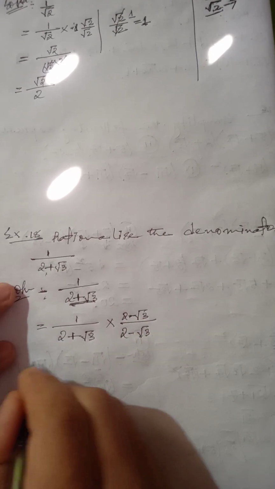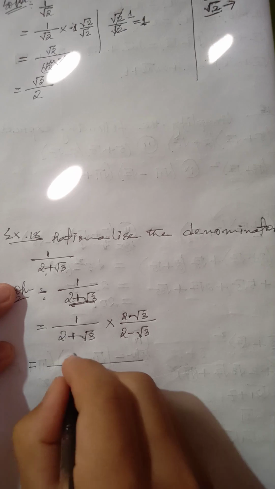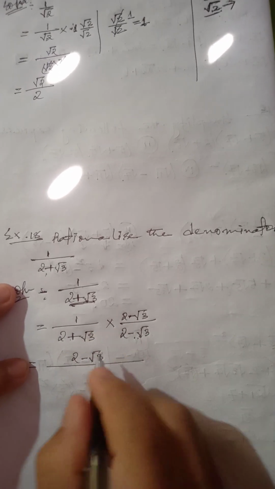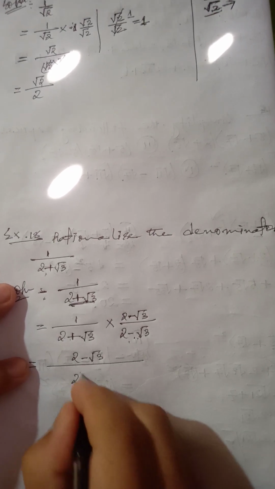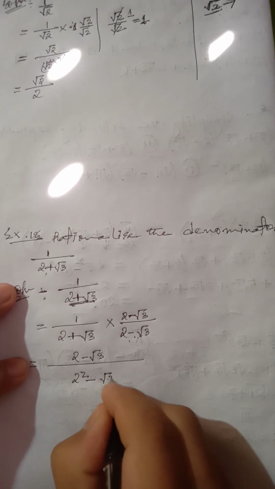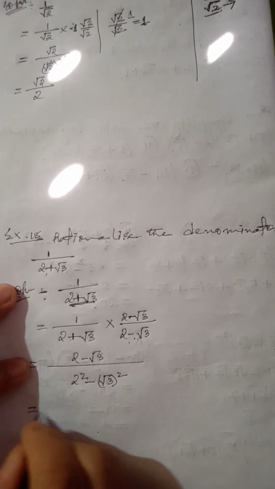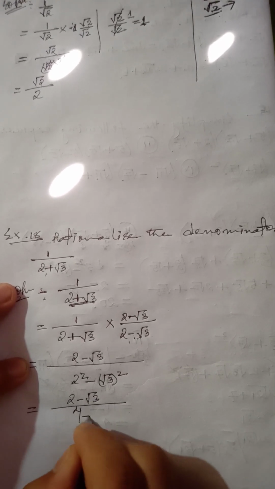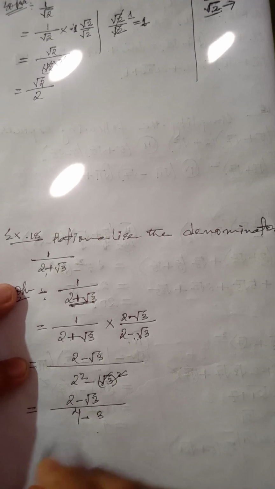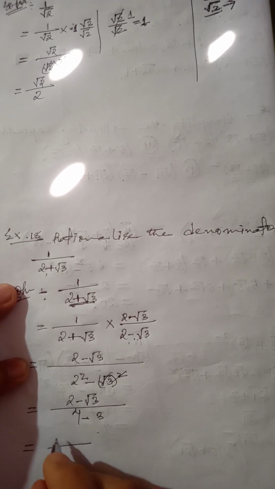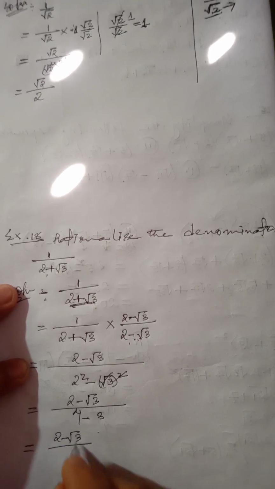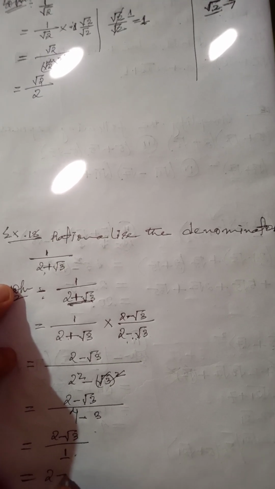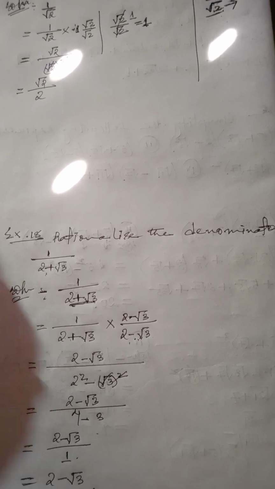In order to express it, we are going to put minus here. If we put minus, then we can use the a square minus b square formula in the denominator, that is 2 square minus root 3 square. 2 square will give you 4, and square and root cancel, that is 3. So 4 minus 3 is 1, divided by 1. Usually we don't write 1, so we just write it as 2 minus root 3.